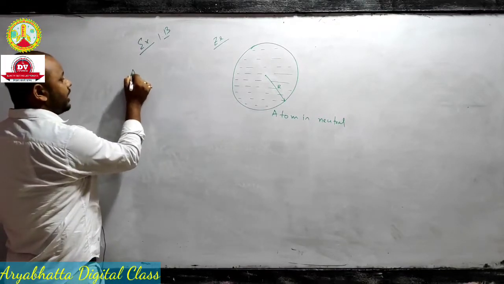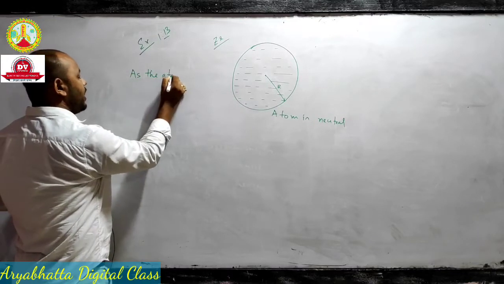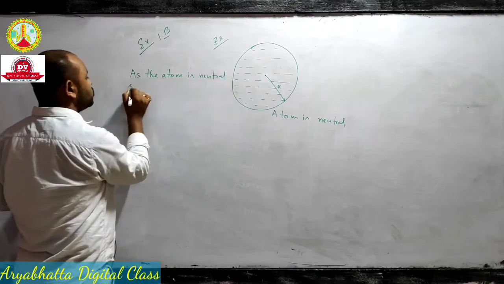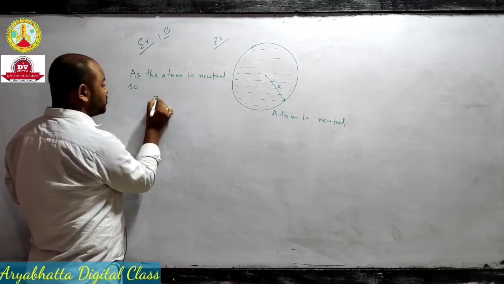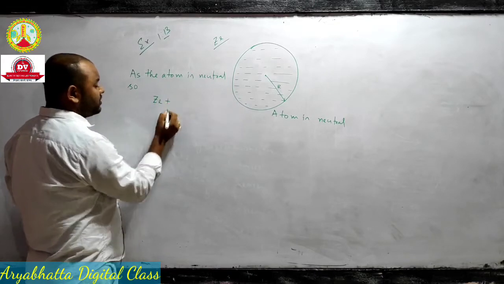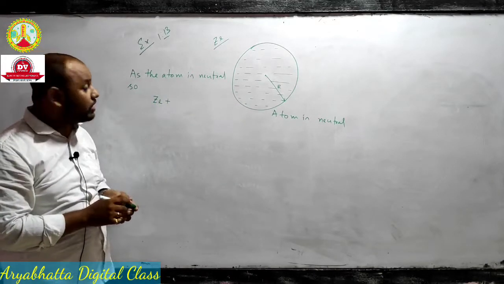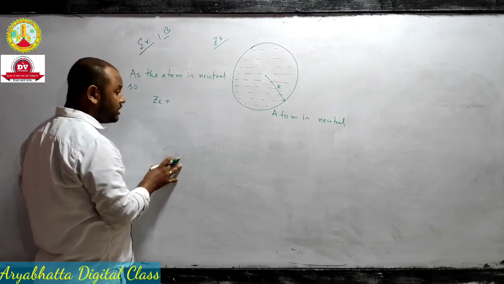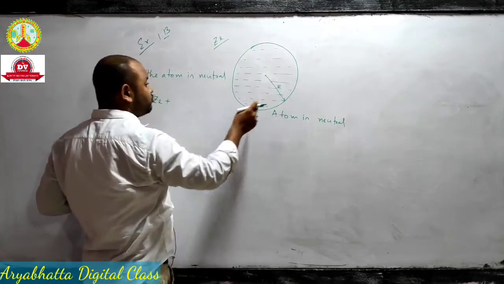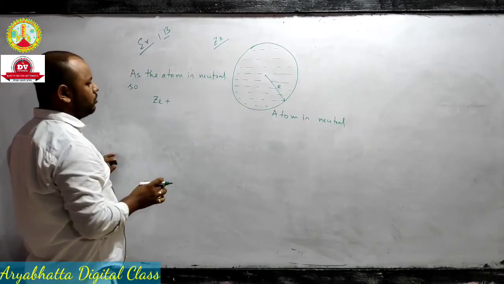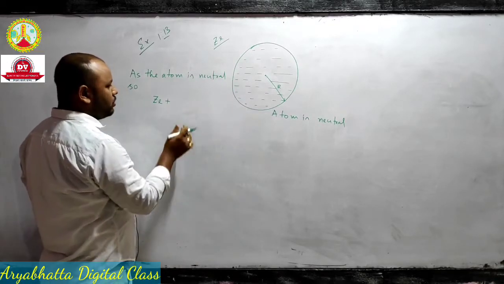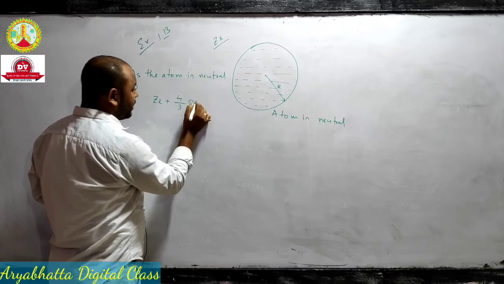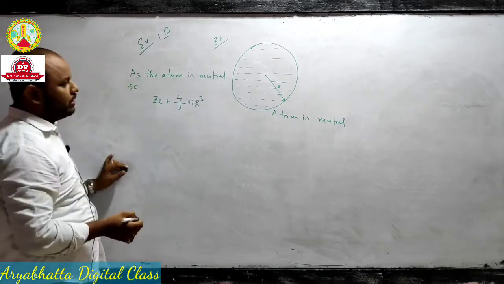As the atom is neutral, the total positive charge is Ze, that is the charge of the nucleus. What is the total negative charge? The negative charge is uniformly distributed inside the atom, and R is the radius of the atom. The volume of the atom is 4/3 pi R cube, where R is the radius.